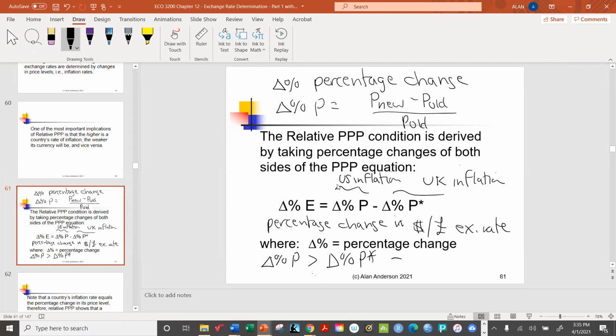that means that this percentage exchange rate change should be positive, and that implies a weaker dollar. All right, that's what that means. A weaker dollar, because US inflation exceeds UK inflation. And of course, if our inflation is lower, then the dollar should get stronger as a result.